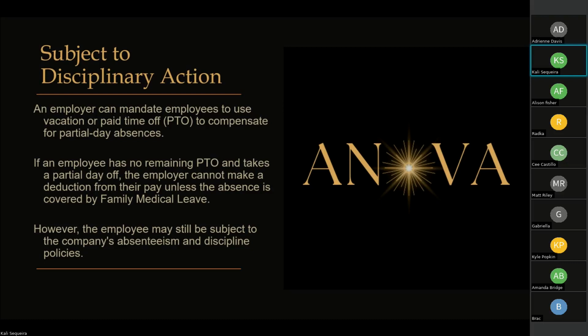So an employer can mandate employees to use vacation or paid time off to compensate for partial day absences. If an employee has no remaining PTO and takes a partial day off, the employer cannot make a deduction from their pay unless the absence is covered by family medical leave. However, the employee may still be subject to the company's absenteeism and discipline policies.